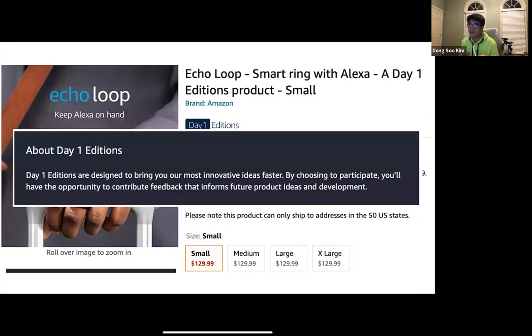Only some selectively invited customers are allowed to buy Echo Loop. Amazon classifies products like this as Day One editions. According to Amazon, Day One editions are designed to bring customers Amazon's most innovative ideas faster. And by choosing to participate, customers will have the opportunity to contribute feedback that informs future product ideas and development.